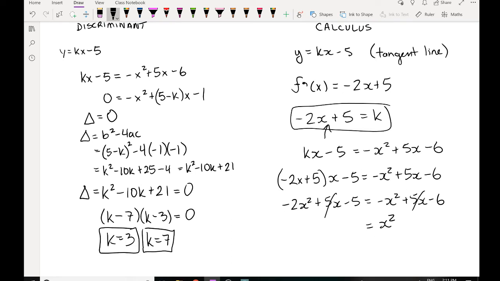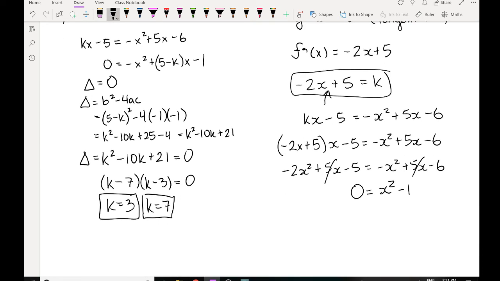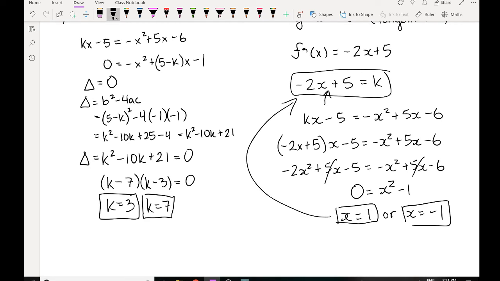Those middle terms are gone. That's convenient. And minus 1. And I get that that's equal to 0. And so that allows me to say that x is either equal to 1 or x is equal to minus 1, which is good because then I can pop those back up here into k.